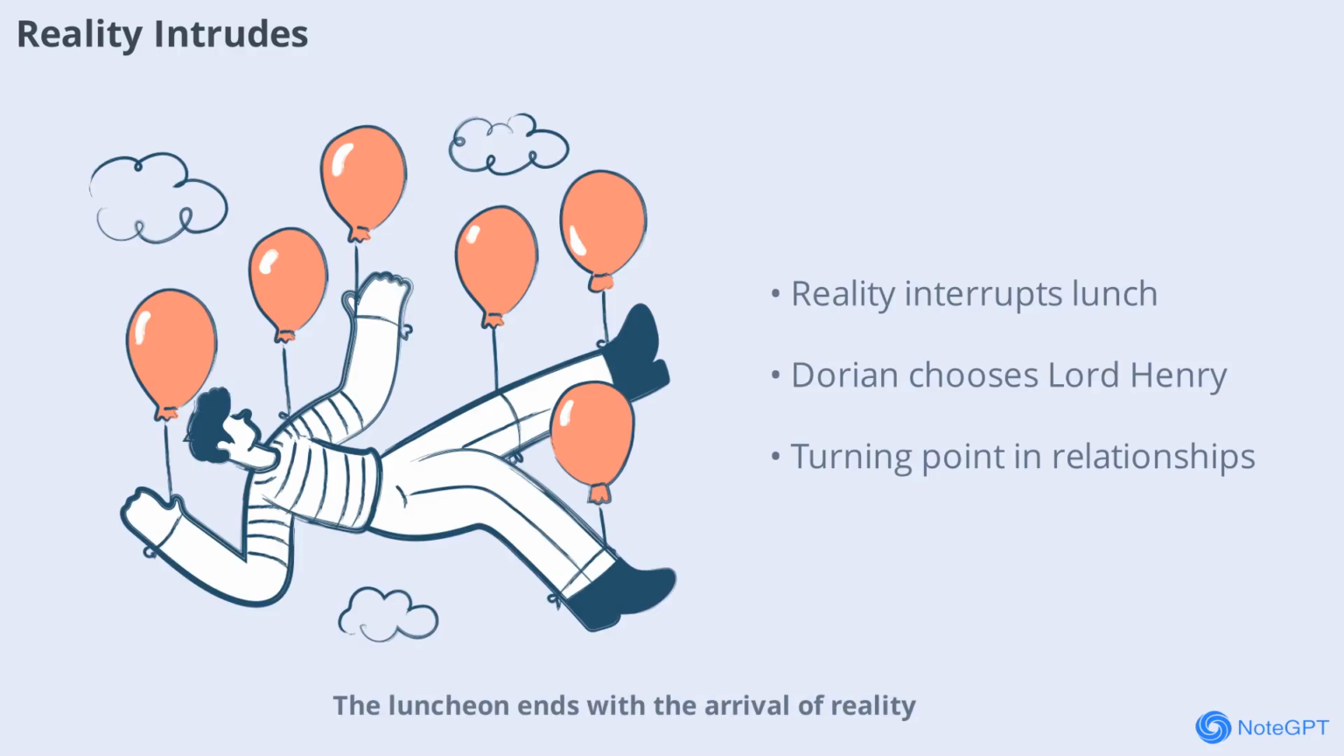Luncheon ends with the arrival of reality, as the Duchess's carriage awaits and the guests prepare to depart. Lord Henry is invited to dinner, and the conversation shifts from philosophy to practical matters. Dorian, still captivated by Lord Henry, asks to accompany him to the park, preferring his company over Basil's. This moment marks a turning point, as Dorian chooses Lord Henry's influence over the stability of Basil's friendship. The intrusion of reality serves as a reminder that choices have consequences, and that Dorian's journey is just beginning.